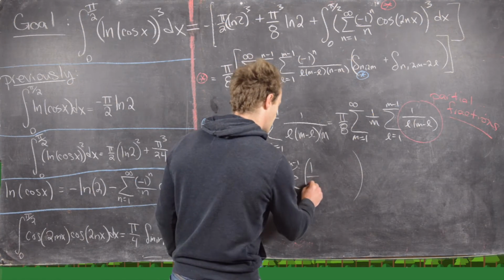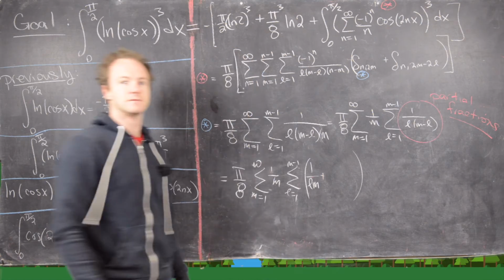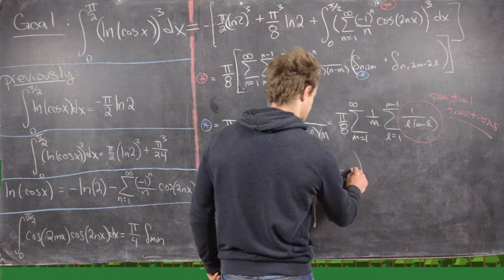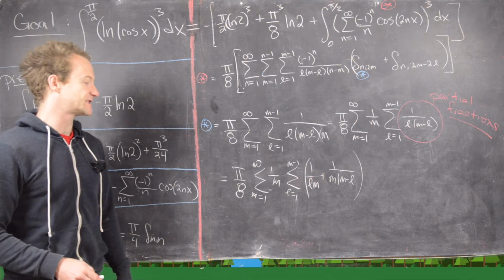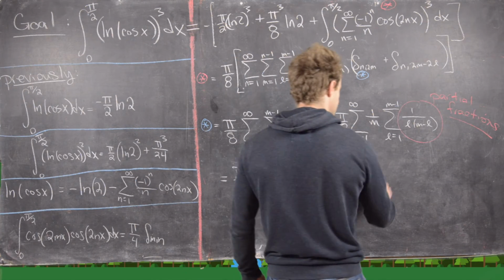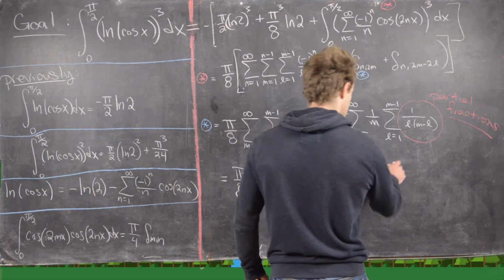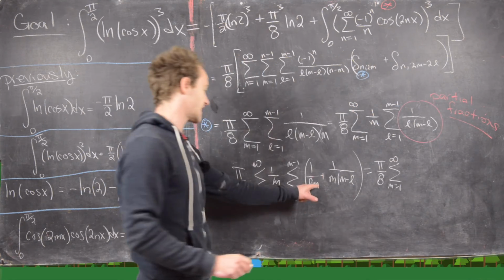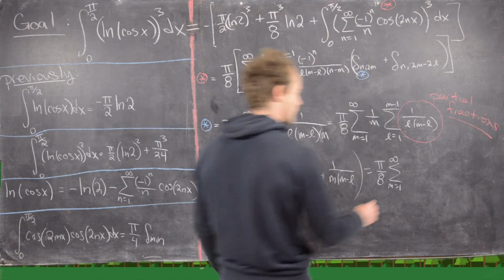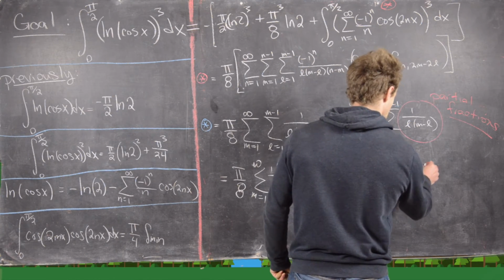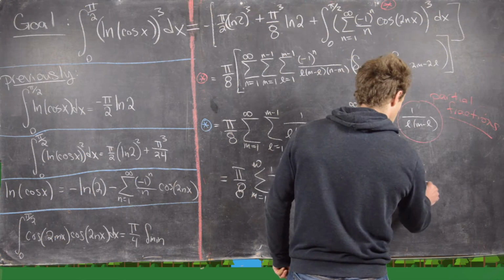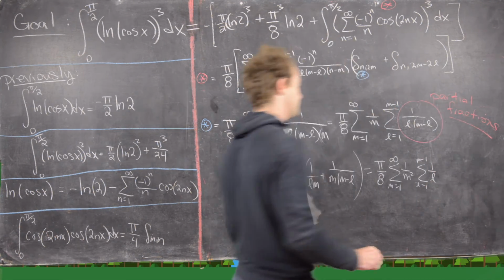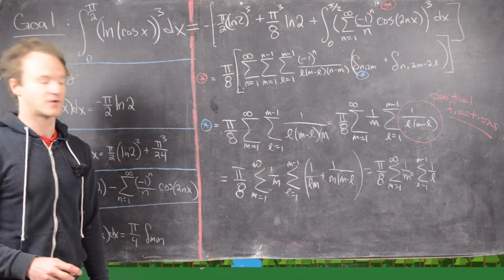So we have 1 over L times m, and then we have 1 over m times m minus L. Now we can split this up into two parts. So this is going to be pi over 8 times the sum m equals 1 to infinity. Notice I can bring this m out, I get 1 over m squared, and then the sum L equals 1 to m minus 1 of 1 over L. Okay, so that's what we get for that first part.